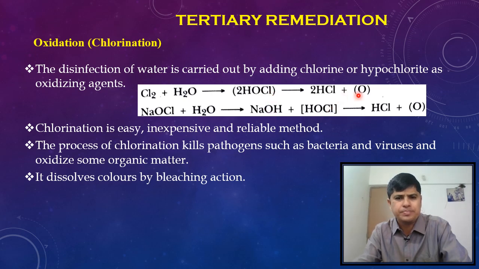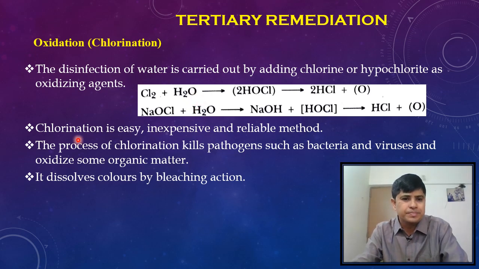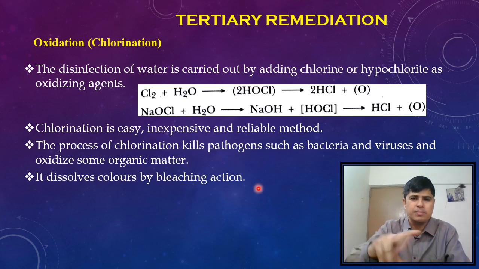And that will degrade the water molecule into hydrochloric acid and oxygen. This water molecule is nothing but the wastewater molecule, that is effluent. Chlorination is an easy, inexpensive and reliable method. The process of chlorination kills pathogens such as bacteria and viruses, and oxidizes some organic matter. It dissolves color by bleaching action.